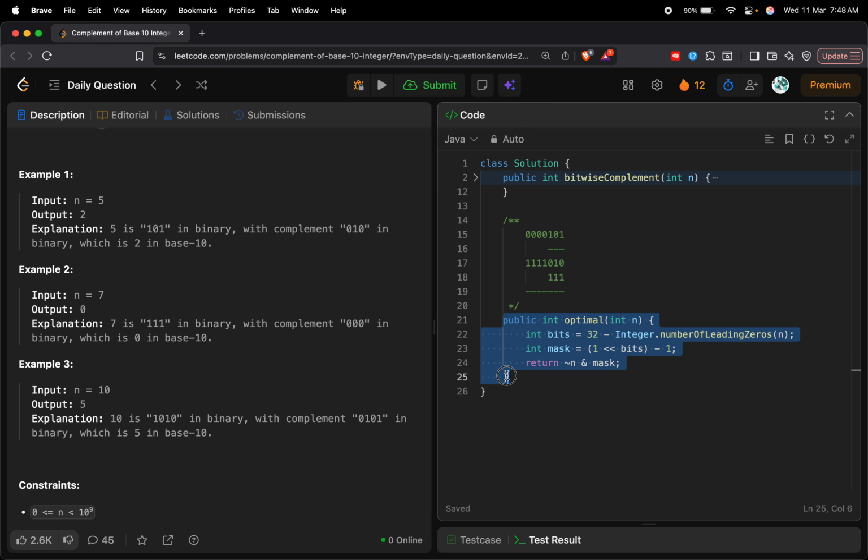If you go with this approach, the time complexity will be constant, and the space complexity is also constant, right? If you are writing your own algorithm to find the number of bits, this might take big O of log n, and these two are constant operations. So that's all about this problem.